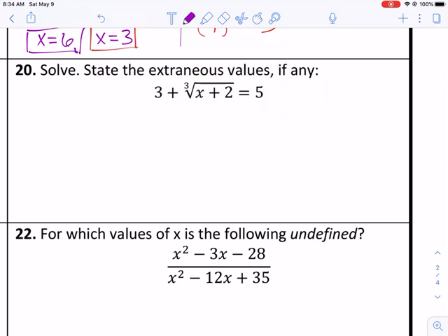Okay, this one's different because it has this plus 3 out here. So we've got to undo that by subtracting 3. We're not dividing here or else that 3 would be completely linked to our square root. Okay, so since that plus sign is there, we're going to subtract. So now we're left with the third root of x plus 2 is equal to 2.